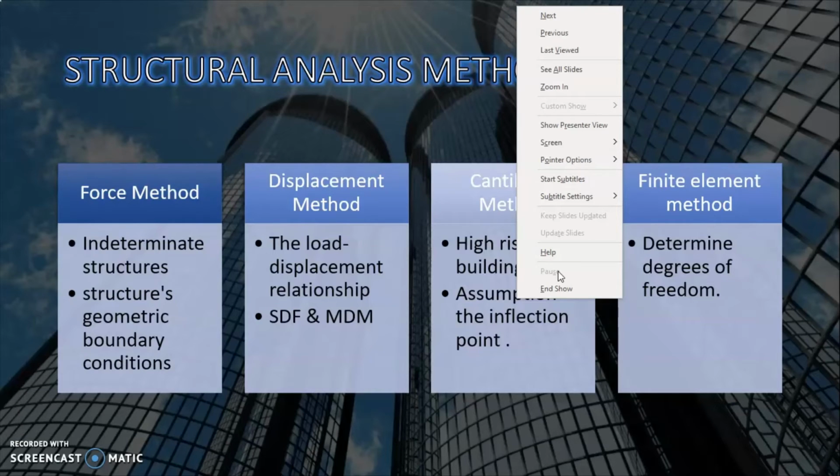And the next method is the displacement method, which requires writing the unknown displacement in terms of load using the load displacement relationship. After that, the equation will be solved by the equilibrium equation. Example methods that follow this are the slope deflection method, moment distribution method, and direct stiffness method.